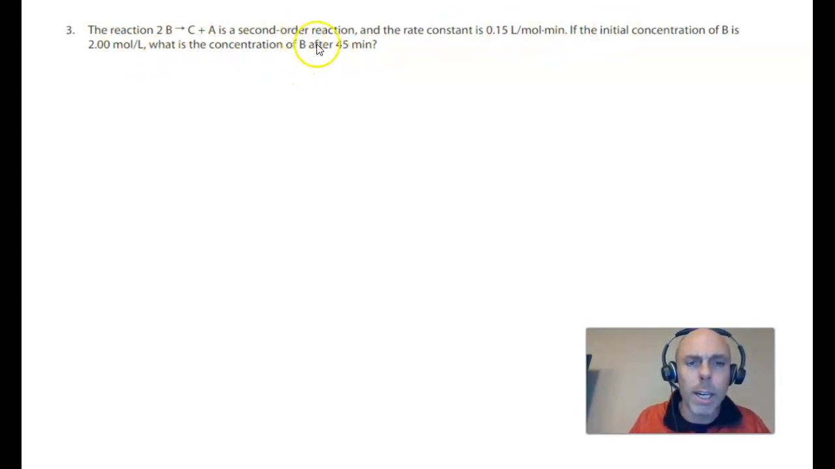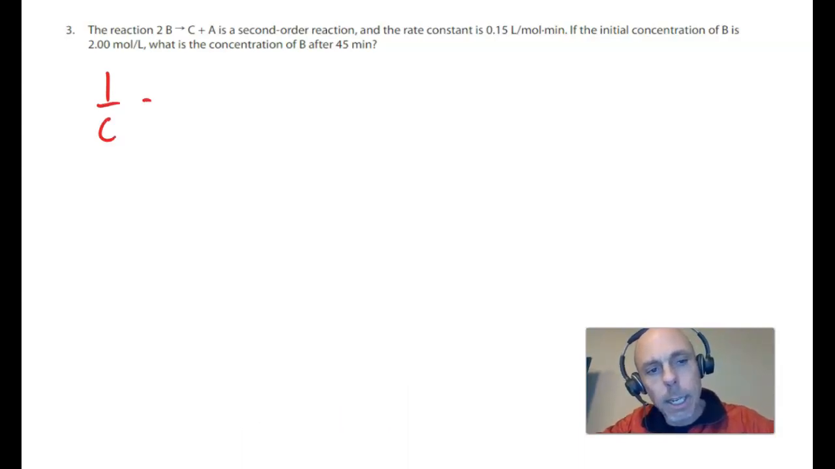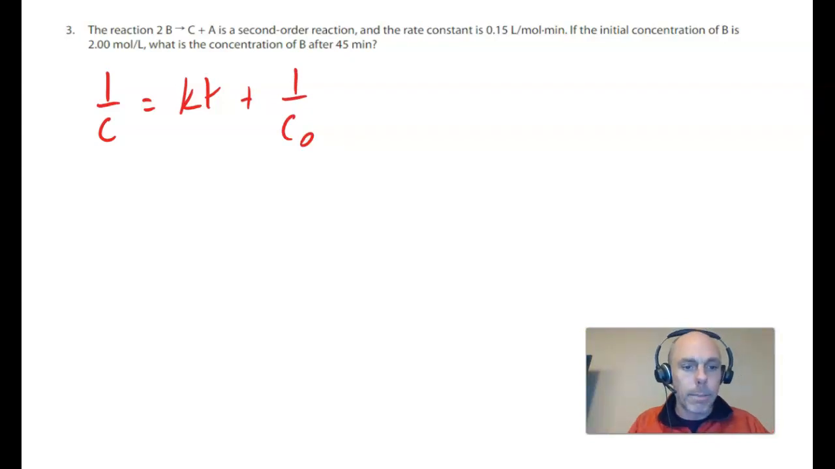So we're trying to find the final concentration here. We know the initial, we're trying to find the final. Let's do it. Since we're told this is a second order reaction, we will write the second order integrated rate law, or second order integrated rate equation, that has inverse concentrations in it. So I'm going to write 1 over C equals positive, remember, because the slope is already positive, KT plus 1 over C sub 0. There's our second order integrated rate law.